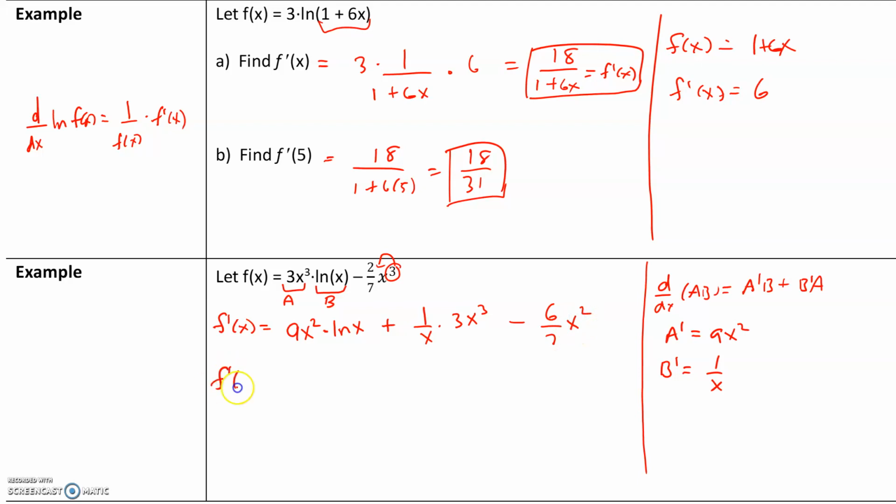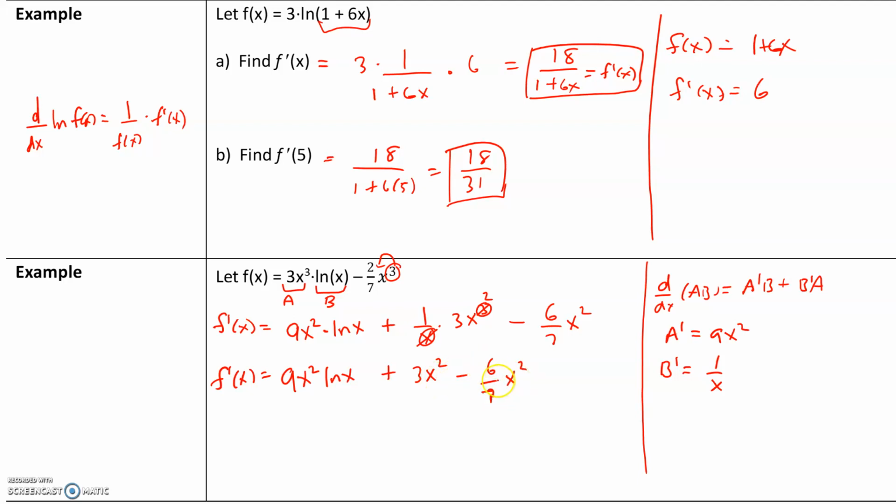Okay, let's simplify this. 9x squared times natural log of x, that's just going to be 9x squared natural log of x. Now this x and x cubed, we can reduce that. So this becomes a 3, this becomes a 2. So this becomes plus 3x to the second power minus 6 over 7x to the second power.